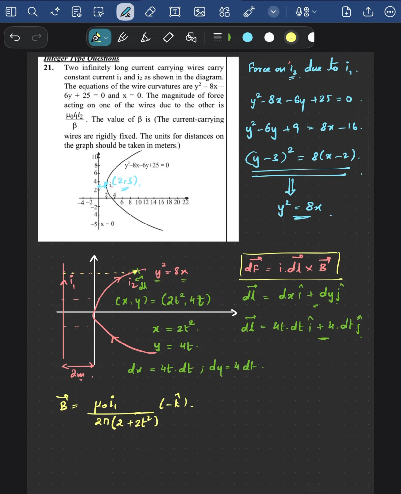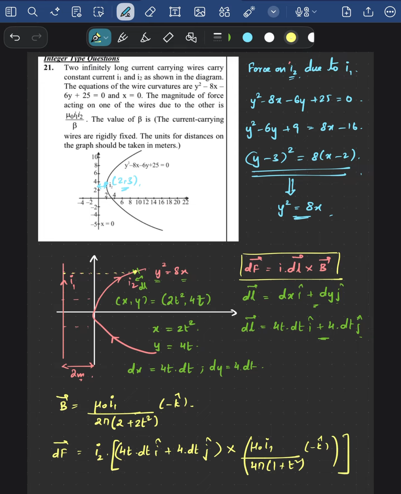So now I'll substitute all of this in this expression, df bar is equal to I into dl bar cross b bar. So substituting them all, I'll get df bar is equal to I2 into dl bar, which is nothing but 4t dt i cap plus 4 dt j cap, cross b bar. B bar is nothing but mu naught I1 divided by, I can take 2 common from this, so it becomes 4 pi of 1 plus t squared of minus k cap.